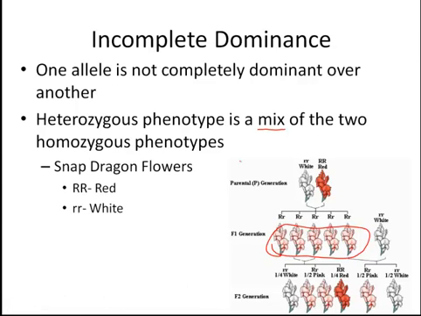Okay, so big R is red, little r is white. So red is dominant to white, but it's not completely dominant to white. So when they mix together, you get pink.